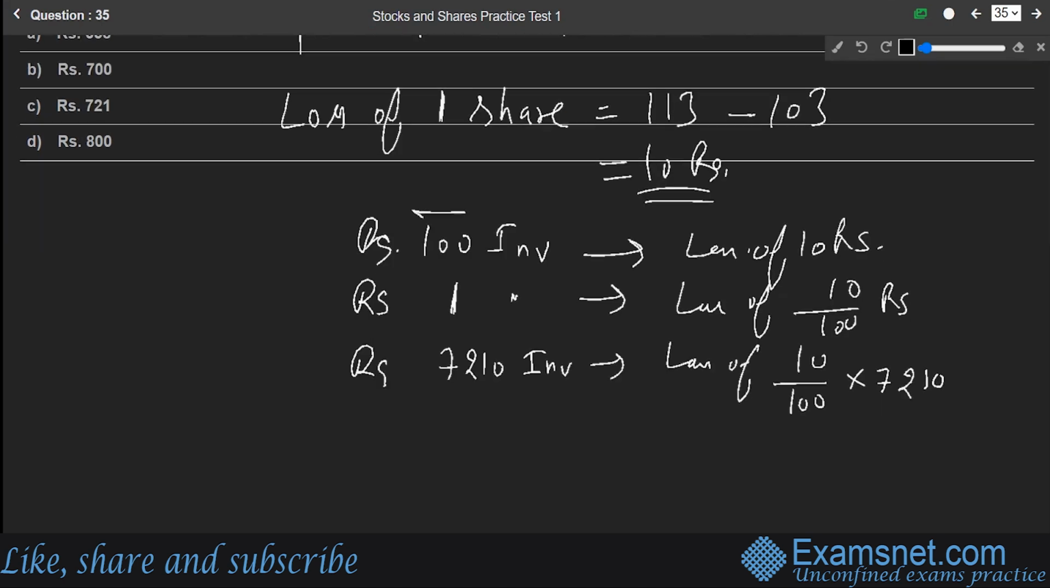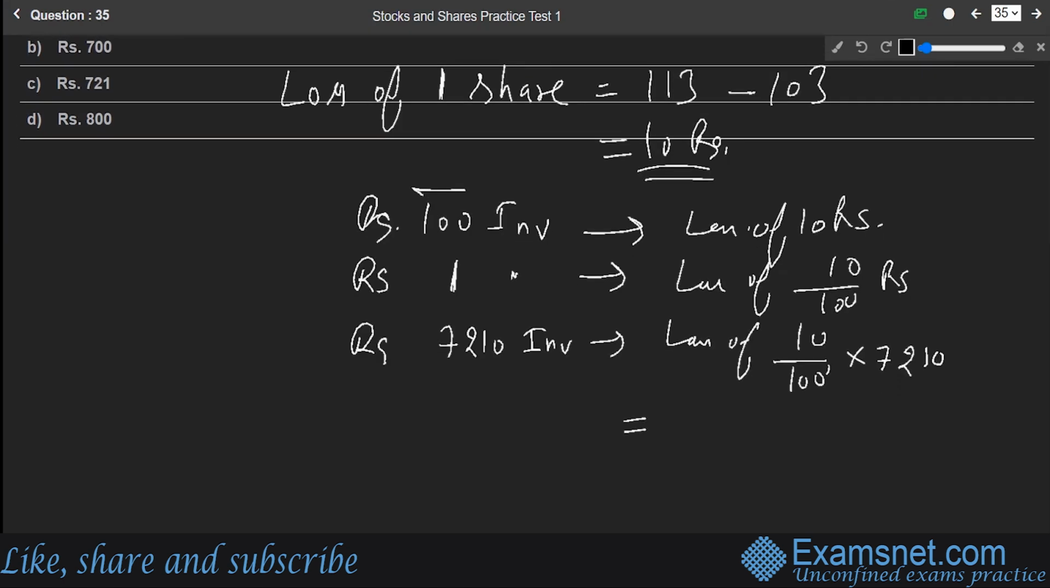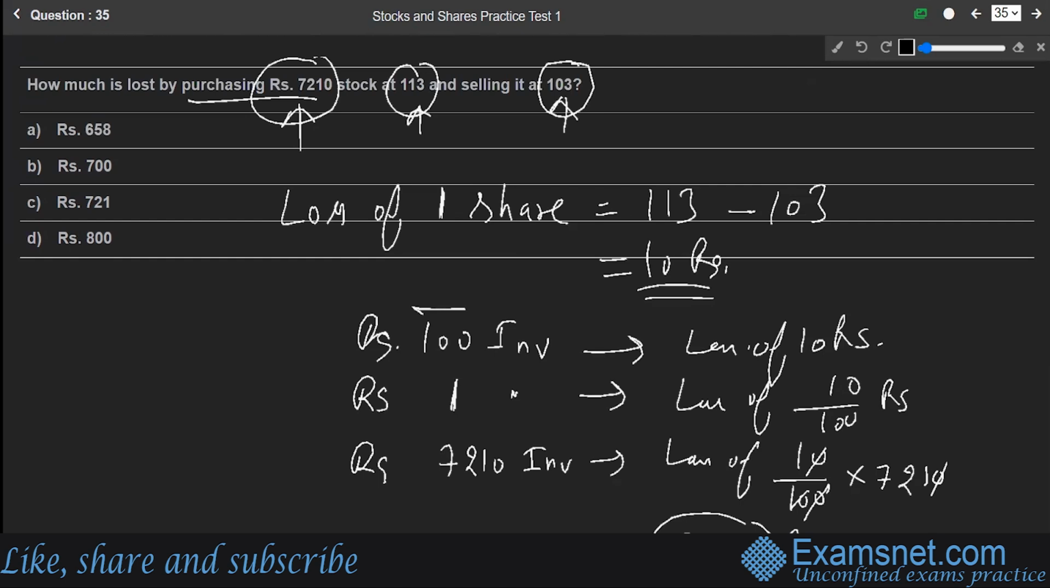So if we solve this further, the final value comes out to be, we can cut down these zeros easily, 721 rupees. So this is the ultimate loss that happened when you invested 7,210 and got a loss of 10 rupees on each share. 721 is the final answer, which is clearly available in option number C.